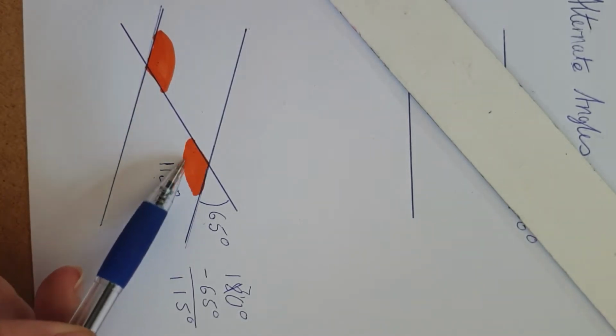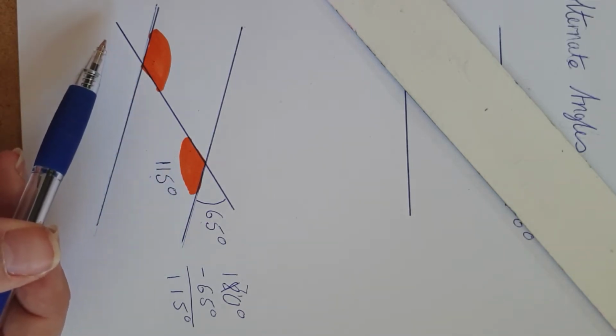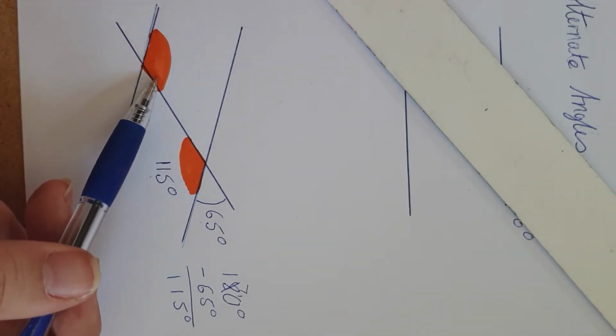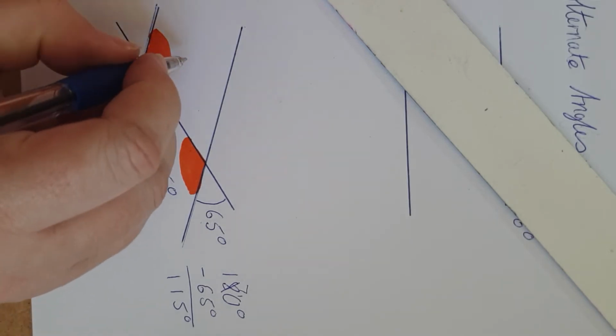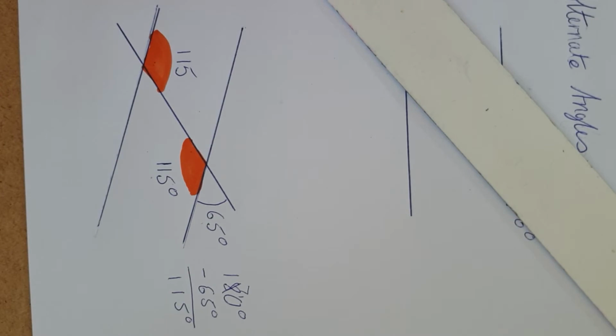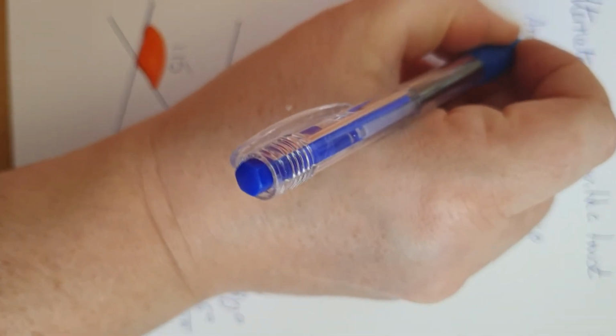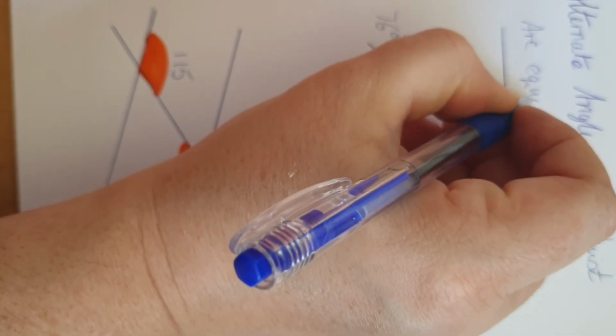Therefore, if this orange one here is 115, by moving it down and by doing it physically, we know that this angle is the same, so therefore this one must also be 115, because alternate angles are equal.